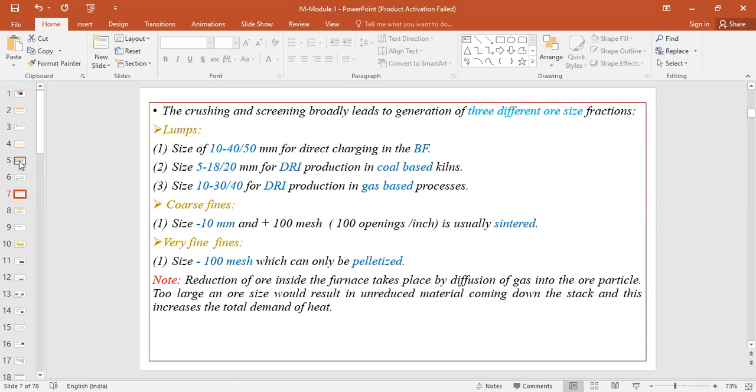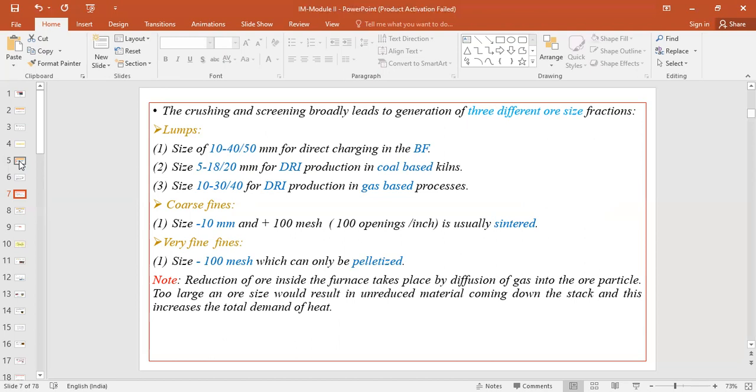After crushing, we do the screening, and the crushing and screening end up with a certain amount of fines as well as lumps. We can categorize these lumps and fines based upon their sizes, and accordingly use them at different places within the integrated steel plant. After comminution, iron ore particles within the range of 10 to 40 mm can be directly used as feed material in the blast furnace. The size range of 5 to 20 mm can be used for DRI production in the coal-based DRI process, and around 10 to 40 mm can be used for the gas-based DRI process.